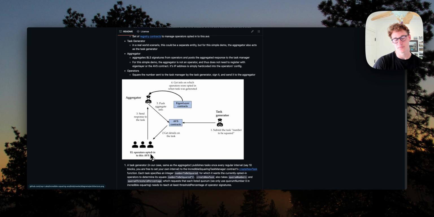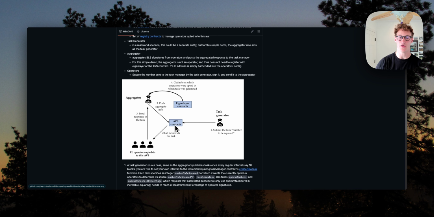They'll execute that, so square the number, and then they'll also send a signature. They'll send that to the aggregator, and the aggregator will do some checks with the Eigenlayer contracts, like, is this operator actually opted into the AVS at the time specified by the task generator? And if it's met some threshold, that will then be pushed to the AVS contracts. And then you can do any on-chain execution with that. So this is a sort of flow, right? You have a task generated, executed, aggregated, and then back to the AVS contracts. So this is off-chain execution, and then you eventually have the result on-chain.